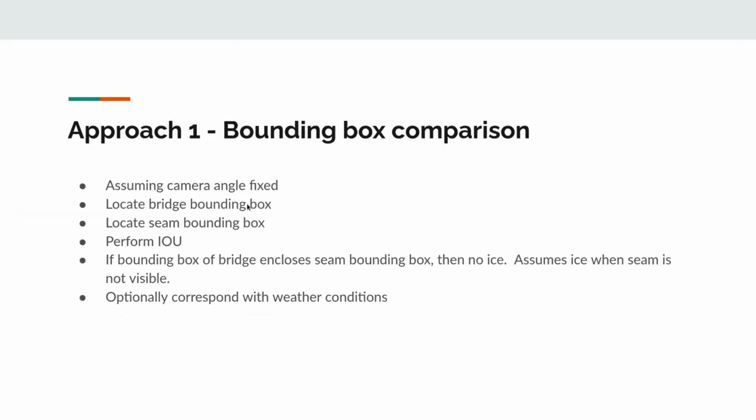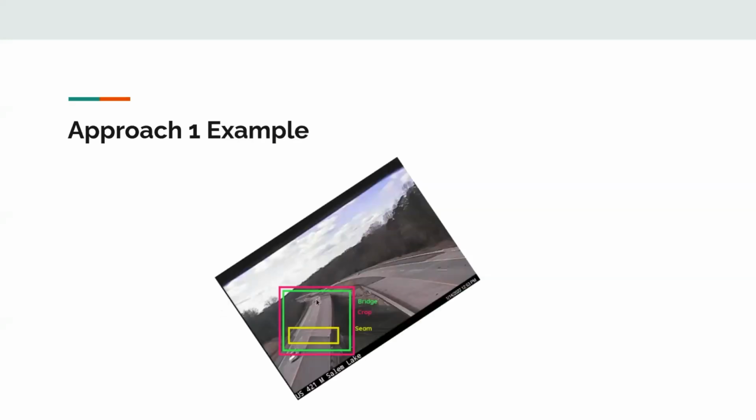Approach one literally is, that's approach 0, right? This is even less sophisticated, but I thought it would work as well. And that is saying, locate the bridge bounding box, locate the seam bounding box, and perform an intersection over union, right? So if the bounding box encloses the seam, then you can assume that seam is visible and there's no ice, right? And, like I said, will optionally correspond with weather conditions.